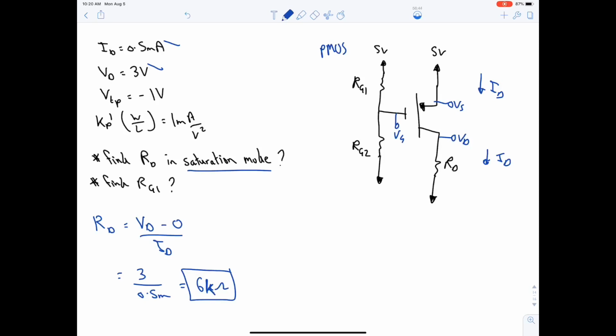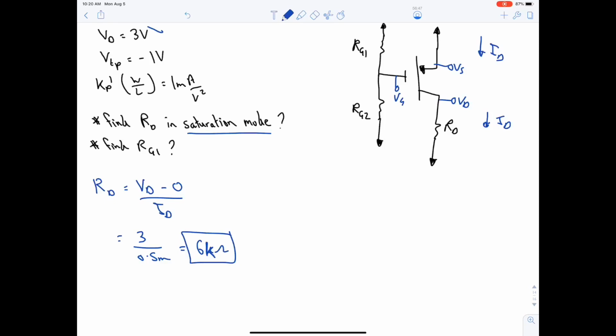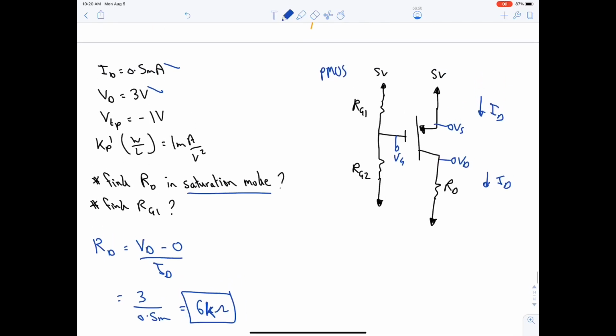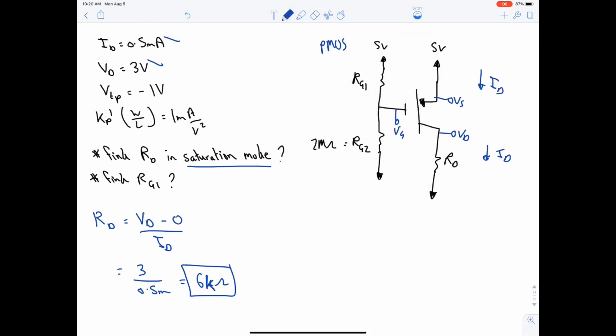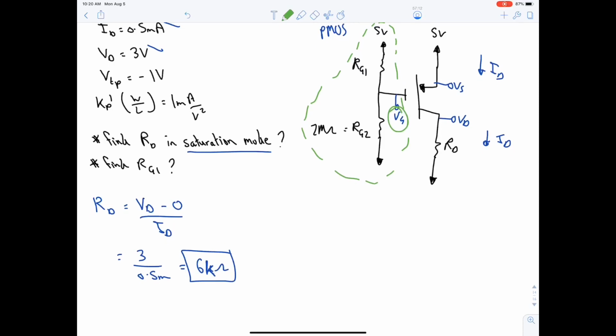Let's go to part B, which says find RG1. To find RG1, RG2 is given to be 2 mega. I forgot to write it down. So in order to find RG1, we can do voltage division. But in order to do that, we need VG first, and VG is unknown. We usually get VG from VOV, because VOV is VG minus VS minus VT. VOV is also unknown, but we can find it from the ID equation.